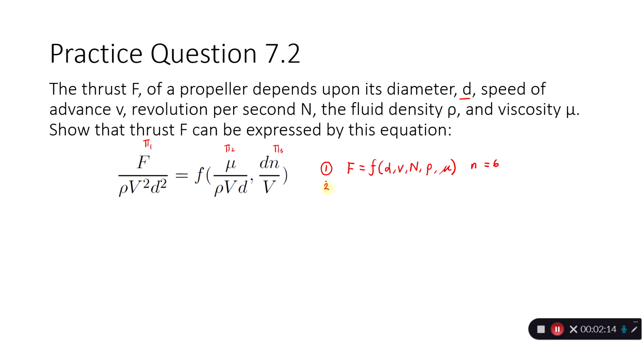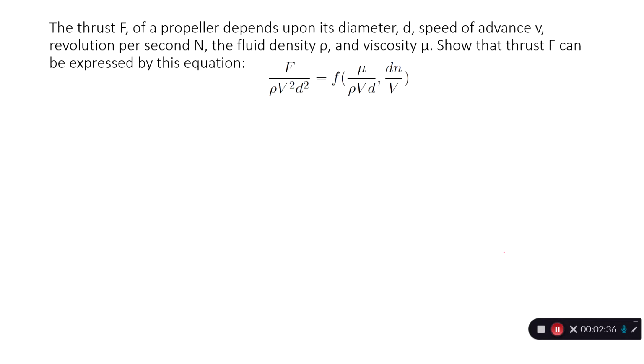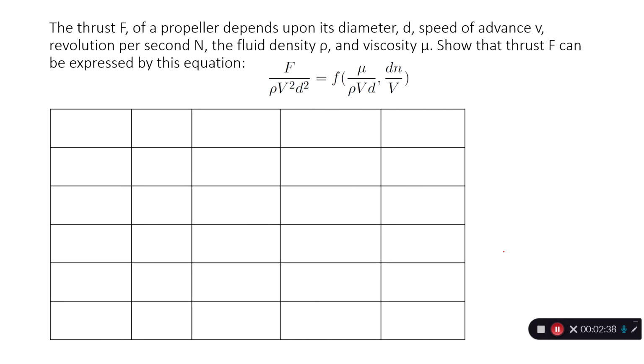Okay, the next step is to determine how many units are here. To determine j, we need to figure out one by one what the primary dimensions are for each of these parameters. So construct a table and write all the parameters here. So here we have F, D, V, N, density and mu. Okay, after that you write all the primary dimensions next to it.